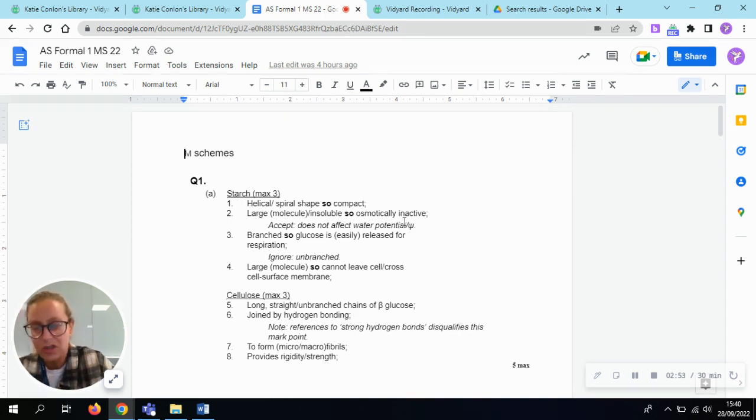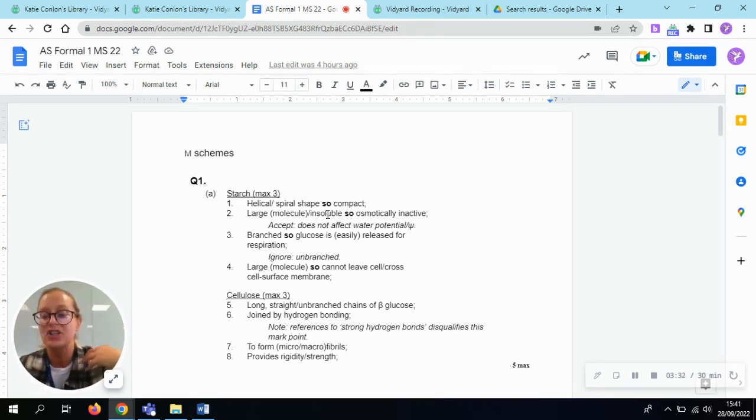And it's helical, so it is compact, because starch is going to be used to store energy within plant cells. Plant cells are not very big, and we need to get a lot of energy condensed down into a small space. So one of the first things is that starch is helical, so it's compact, or you can say you can fit a lot into a small space. For point number 2, I would always go with it's insoluble, so it's osmotically inactive, or it does not affect water potential, so it doesn't change water potential either. So I would always go for that one.